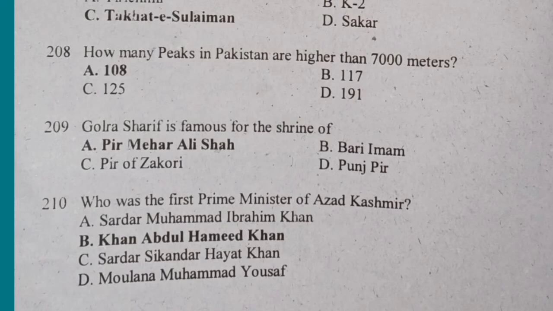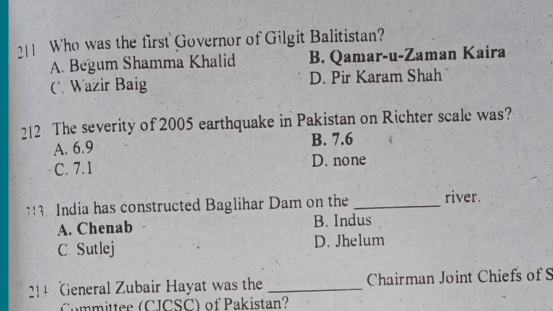Who was the first Prime Minister of Azad Kashmir? Khan Abdul Hamid Khan. Who was the first Governor of Gilgit-Baltistan? Qamar Zaman Kaira. The severity of the 2005 earthquake in Pakistan on the Richter scale was 7.6.